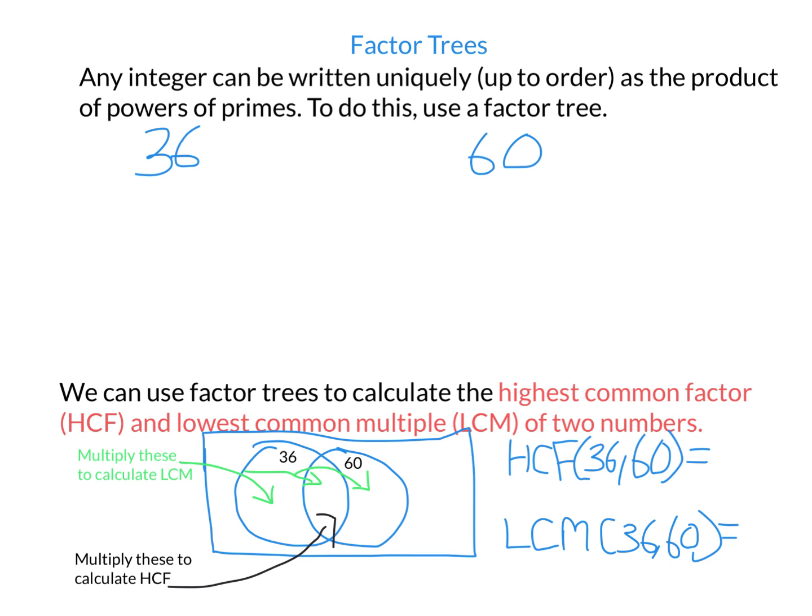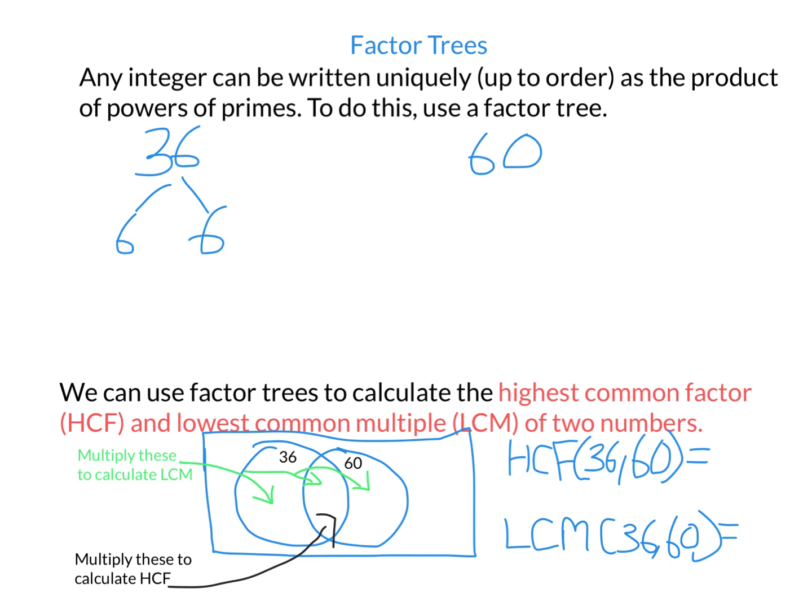And you keep going till all your numbers are prime. So what we're going to do is find 2 factors of 36. We don't choose 1. We never want 1 to appear in our factor trees. So we can choose any factors, for example, 6 and 6. 6 times 6 equals 36.